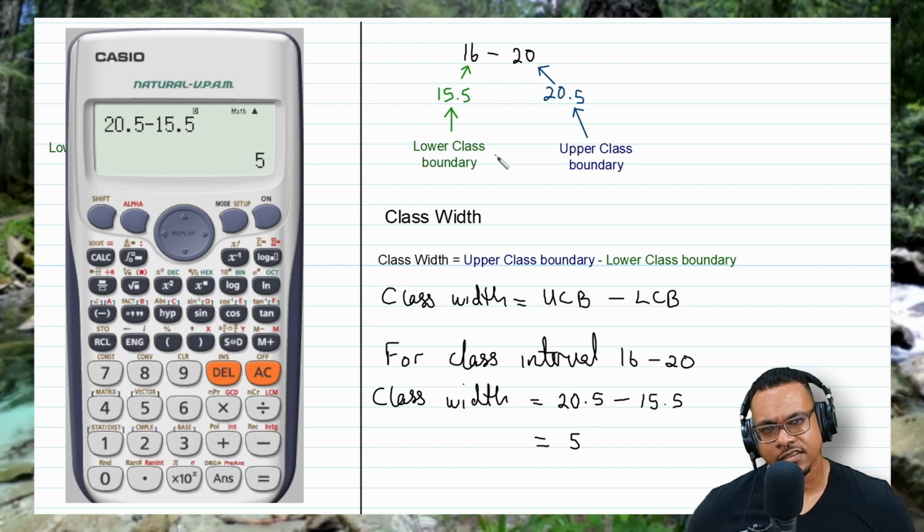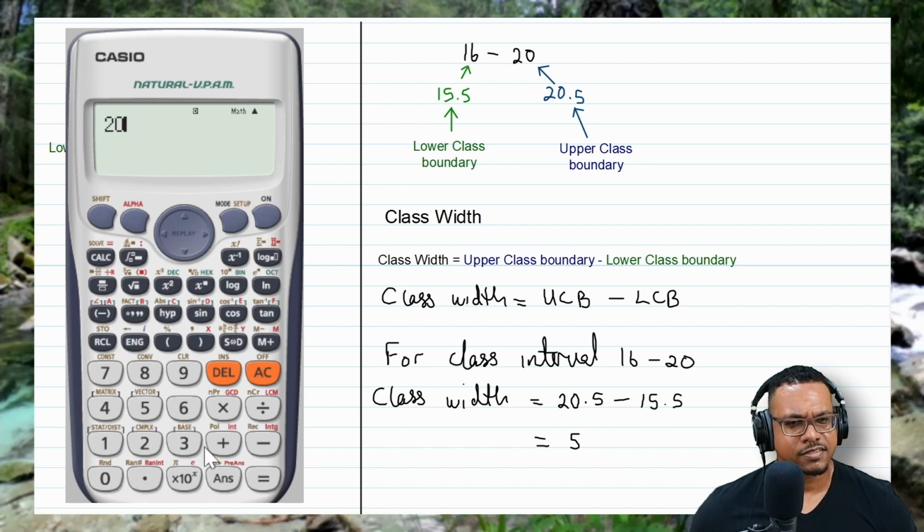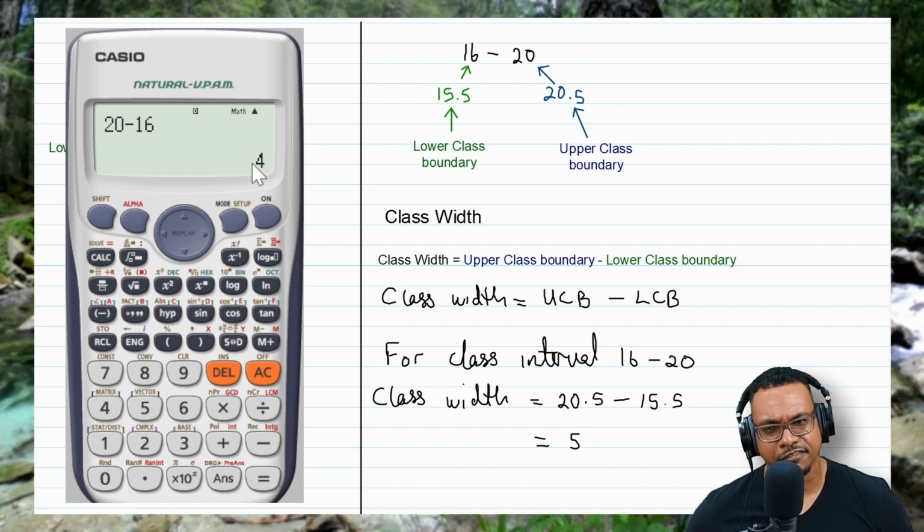Now, some students think that they can just subtract the lower class limit from the upper class limit and get the class width. Now, let's see what will happen when we say 20 subtract 16. So if you say 20 subtract 16, notice the answer is 4 and not 5. So the class width is 5. But if you take away the lower class limit from the upper class limit, you will get 4. So you see two different answers. So the right way to do it is the upper class boundary take away the lower class boundary to get the class width.